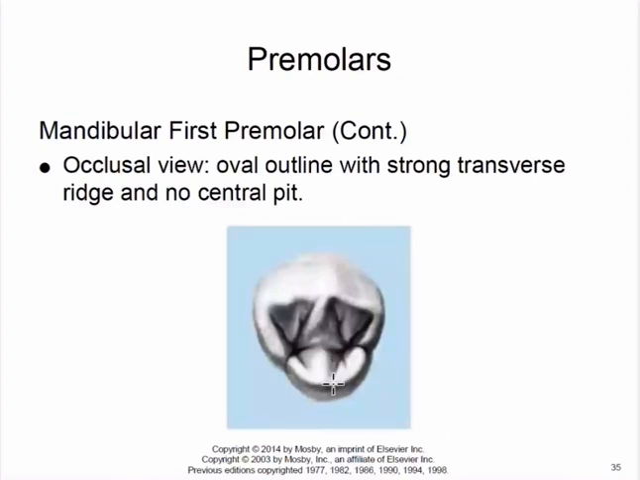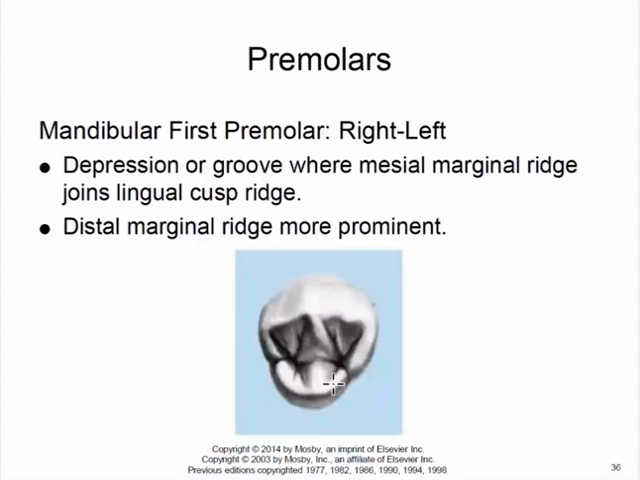How do you know right from left? Always the distal marginal ridge is more prominent compared to the mesial marginal ridge. It is longer in length, and we say that the mesial marginal ridge has a lingual tendency. Okay, the mesial marginal ridge has some groove, the mesial marginal groove.